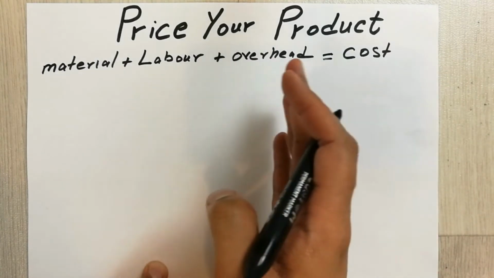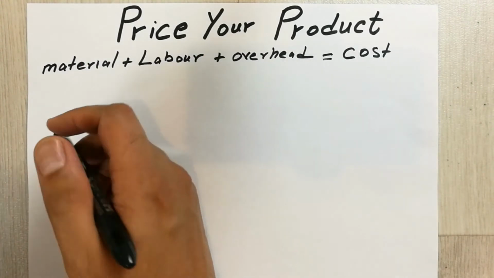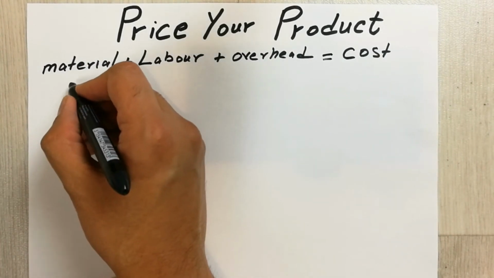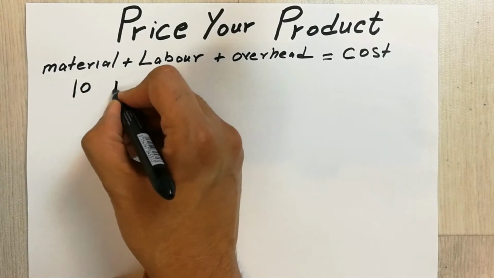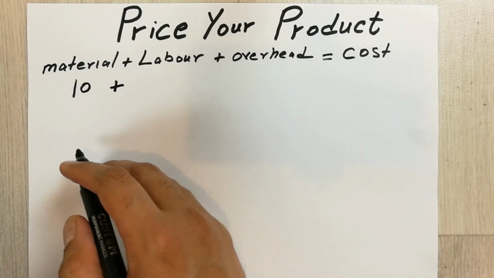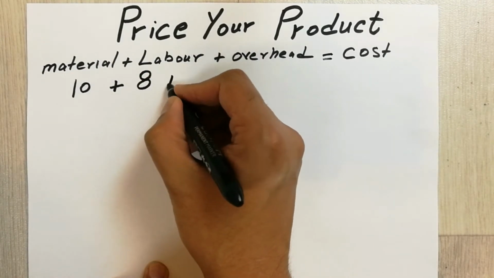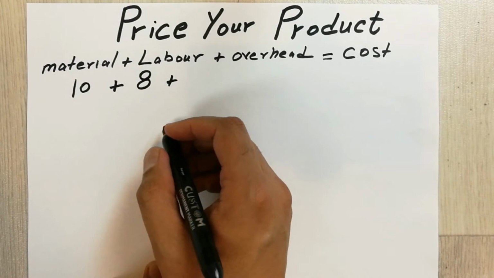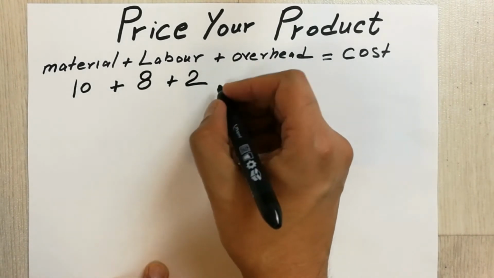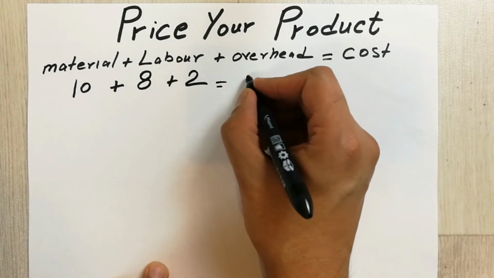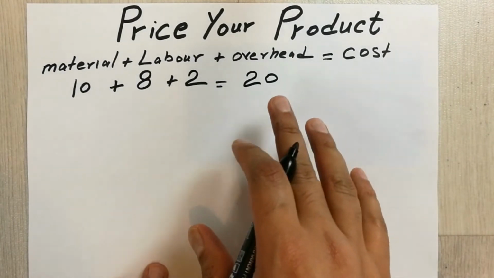So now we will put the values. We just put the assumption. For example, our material costs us, let's say, $10 or 10 rupees, plus the labor costs us, let's say, $8 or 8 rupees, and then the overhead cost is, let's say, $2. So this total will be 20. So $20 or 20 rupees is our cost.